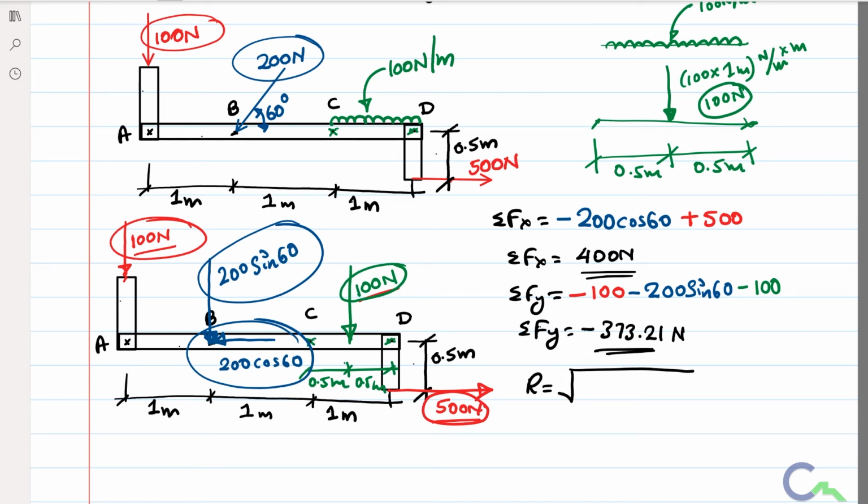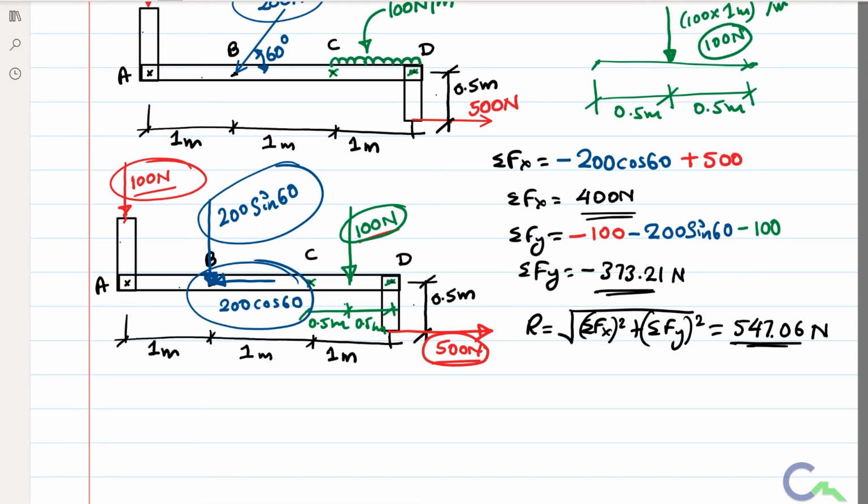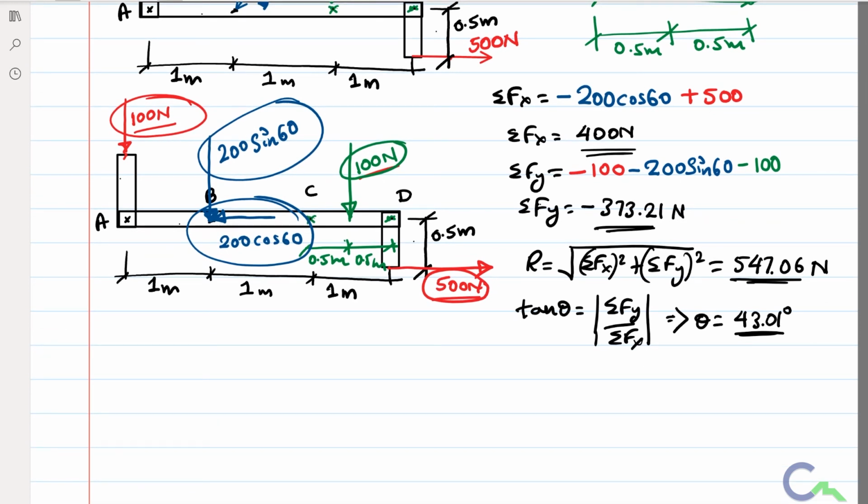Then we can calculate the resultant. R is equal to root of sigma Fx square plus sigma Fy square. If I do the calculation, we will get 547.06 Newton. So after that I can calculate the direction of the resultant, that is tan theta is equal to mod of sigma Fy divided by sigma Fx. Therefore theta is equal to 43.01 degrees. After getting these values, I am going to locate the resultant.